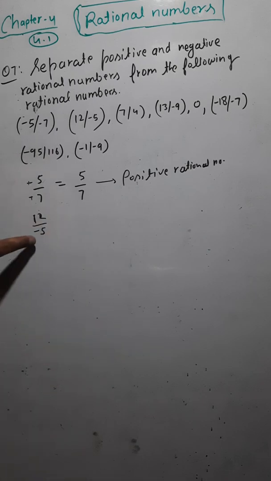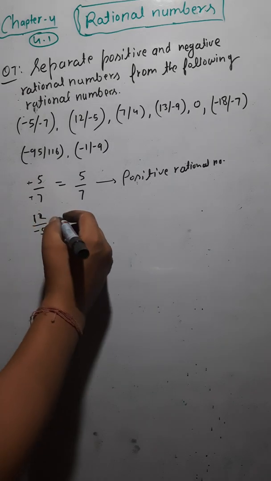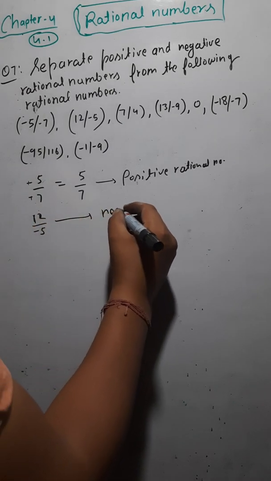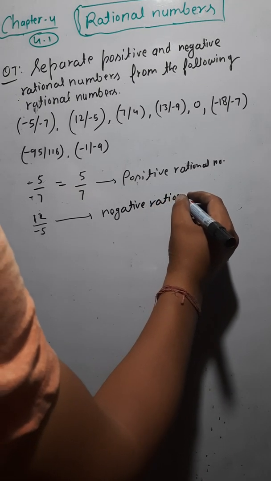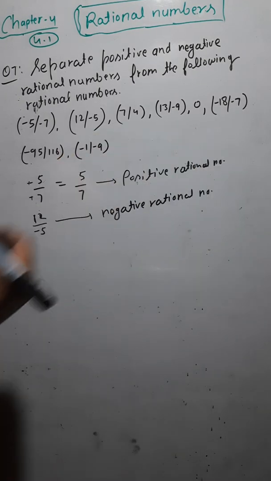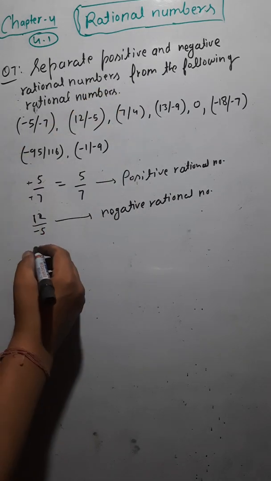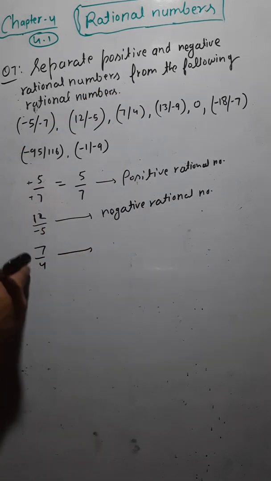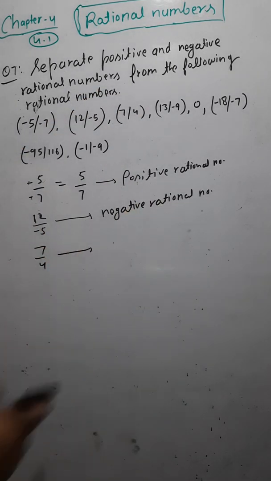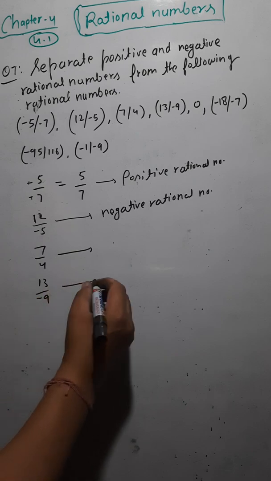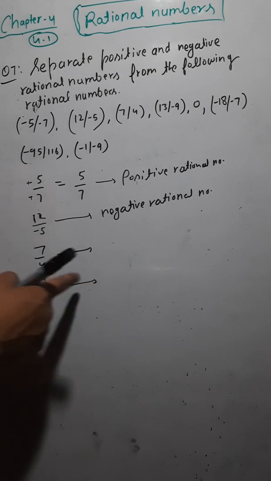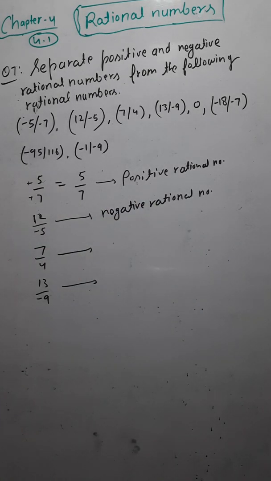So here 12 by minus 5 is what? Negative rational number. Why? Because the denominator is negative here. So it would be a negative rational number. Okay. Similarly, 7 by 4, both are positive here. So it would be a positive rational number. Okay. 13 by minus 9. Just tell me 13 by minus 9. Because the denominator is negative, again it is a negative rational number.